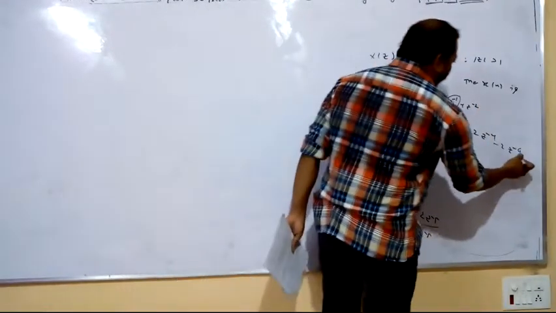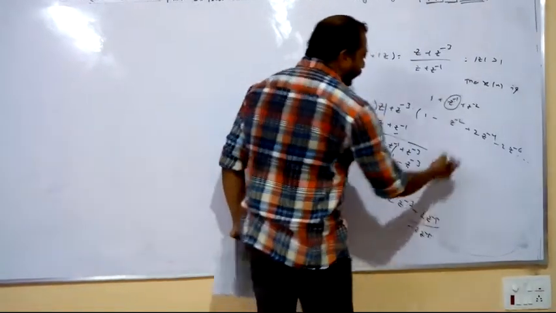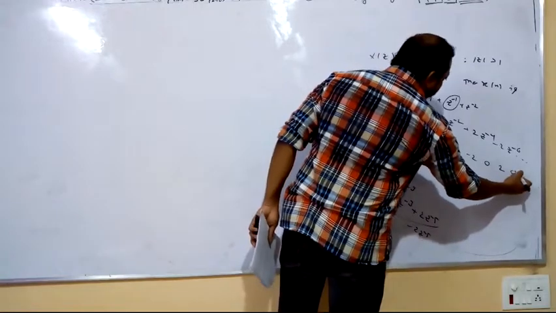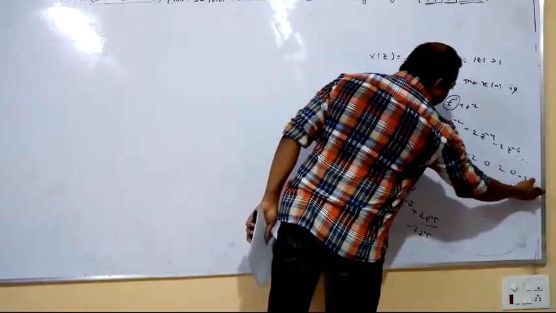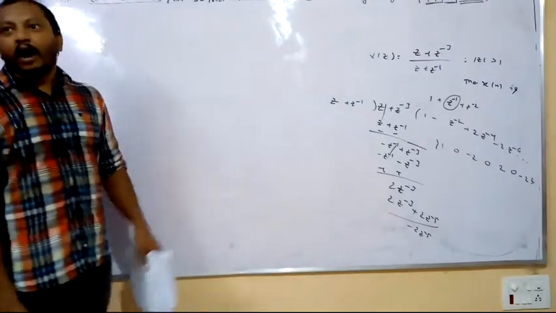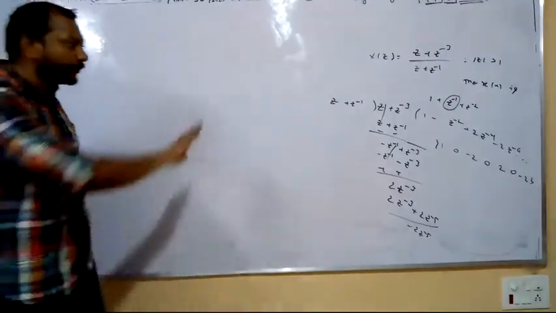Like this we will get. The corresponding value is equal to 1, 0, minus 2, 0, 2, 0, minus 2, like that you will get. In options they will give you x of n is having alternate zeros or like that. Like that you have to calculate.